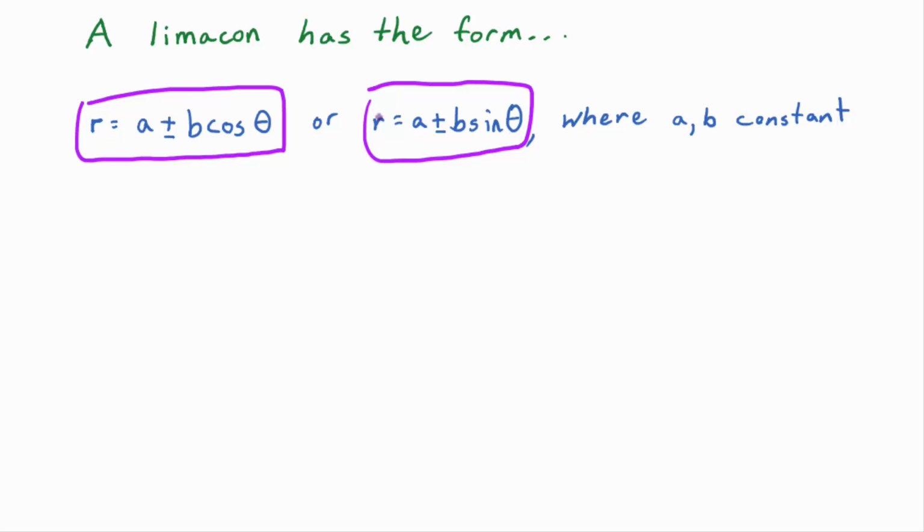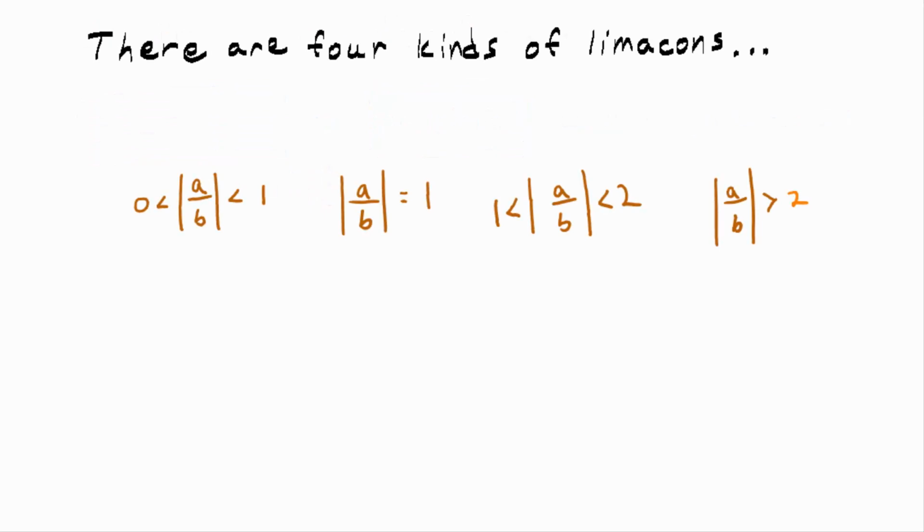R as a function of theta. That's what we're really talking about here. Either way, you can think of it as R as a function of theta. So it's different than what you're used to. There are 4 kinds of Limacons.